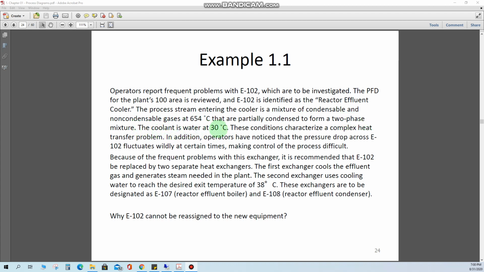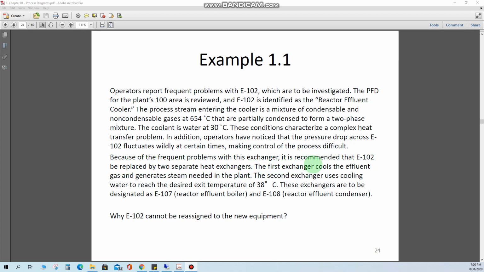The coolant is water at 30 degrees C. These conditions characterize a complex heat transfer problem. In addition, operators have noticed that the pressure drop across E102 fluctuates wildly at certain times, making control of the process more difficult. So there is some malfunctioning going on in this heater, and this heater needs to be replaced. Because of the frequent problems with this heat exchanger, it is recommended that E102 be replaced by two separate heat exchangers. Now instead of this one heat exchanger, they are planning to put two heat exchangers.